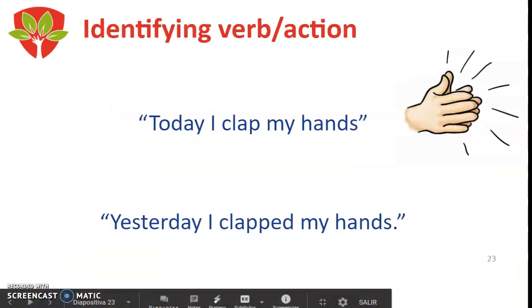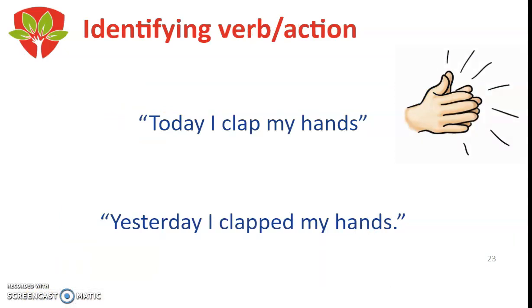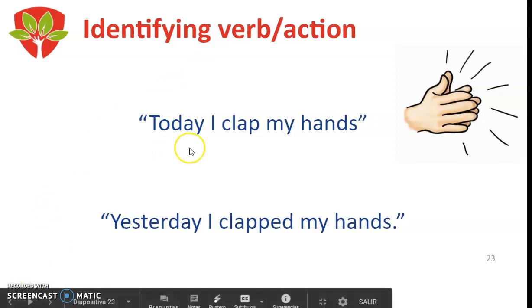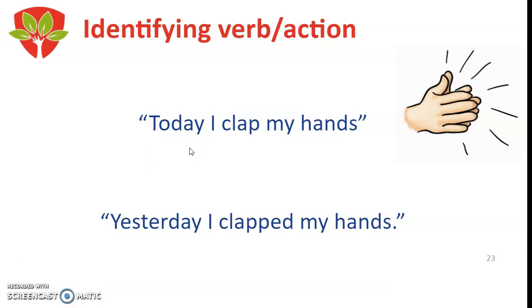Look at this. We have to identify the verb or the action in those sentences. We have, today I clap my hands. Today I clap my hands. Let's think, guys, what is the verb in the first sentence? Today I clap my hands. What is the verb in there? Let's think a bit. Then we have, yesterday I clapped my hands. What is the verb in there? What is the action in there? Let's see if you are right, guys.